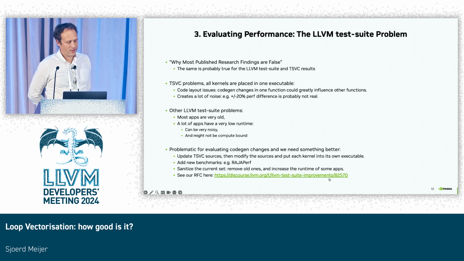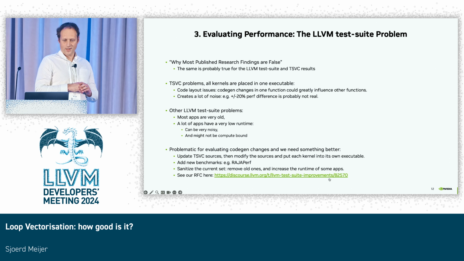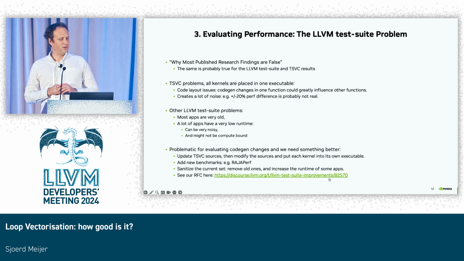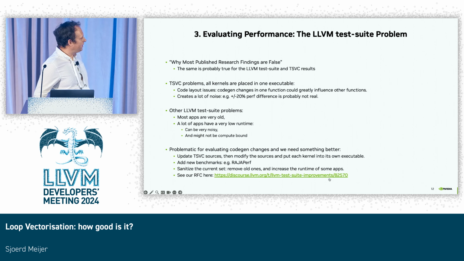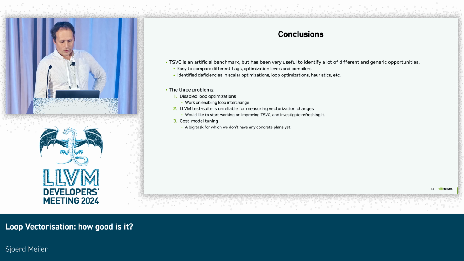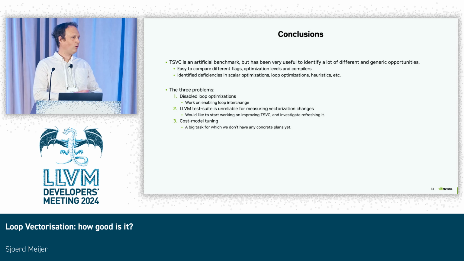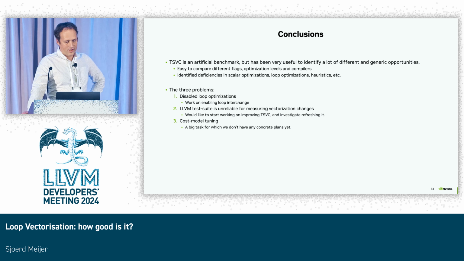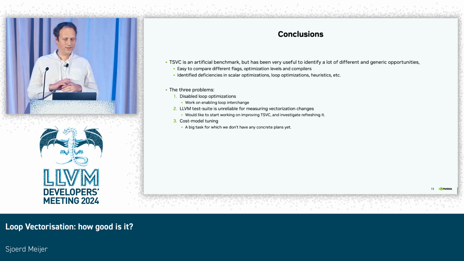So what we want to do is first modify TSVC, placing each kernel in its own function to minimize noise. And we want to add different benchmarks. We think RAJAPerf is a good one. It's fast, small, more representative. And we also started an RFC about this. So to conclude, TSVC is an artificial benchmark. We appreciate it, but it has been extremely useful to find all sorts of generic code-gen deficiencies. It's very easy to compare flags and optimization levels. And all the things that we found in these artificial benchmarks are generic cases.